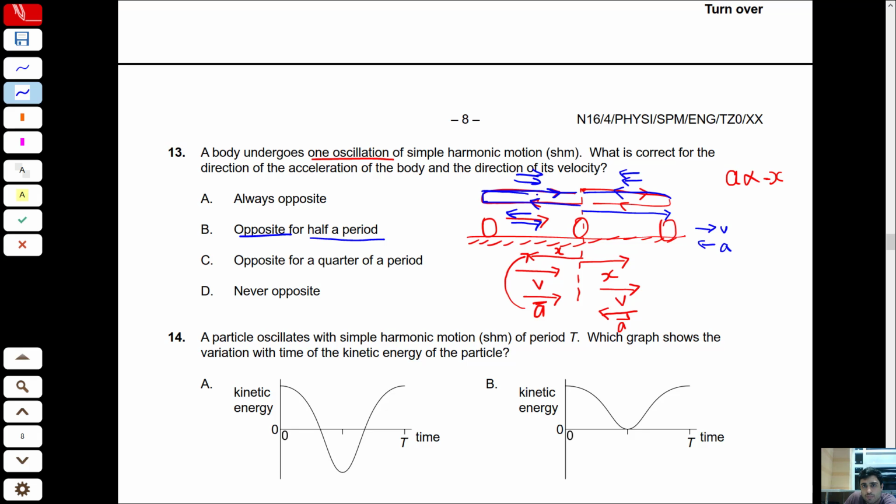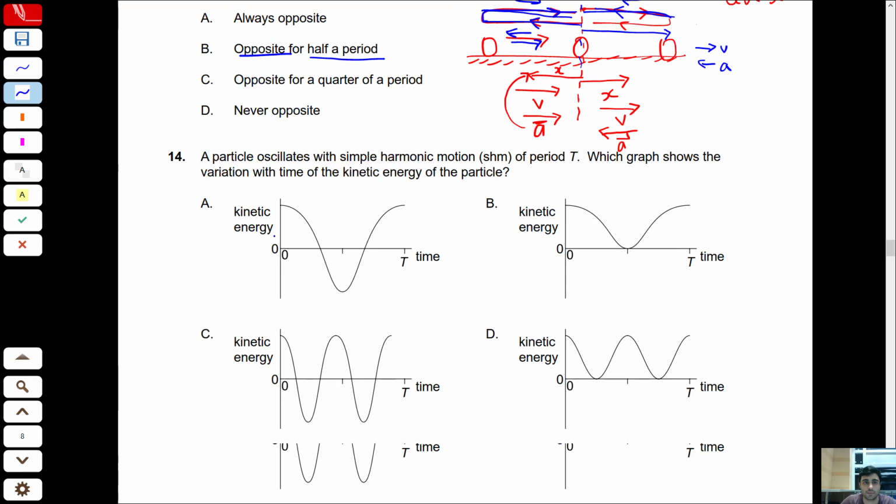When the body is moving toward the equilibrium position, both velocity and acceleration are in the same direction. But when the body is moving away from the equilibrium position, the acceleration and velocity will be in the opposite direction. So when they're moving away for half a period, they are opposing each other. And when the body is moving toward the equilibrium position for the other half of the period, the acceleration and velocity are in the same direction. So they will oppose each other for half the time period. Time period is the time taken to complete one cycle.